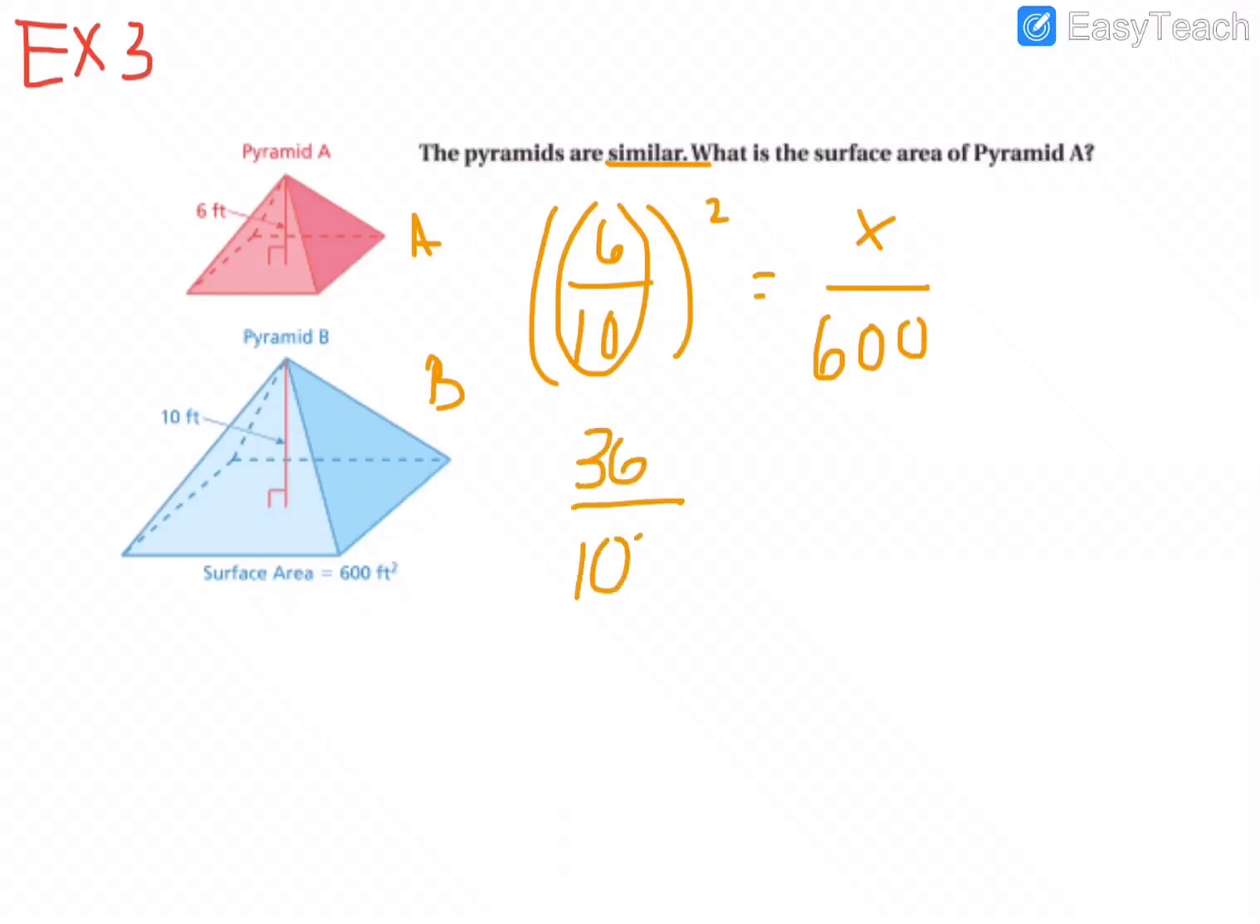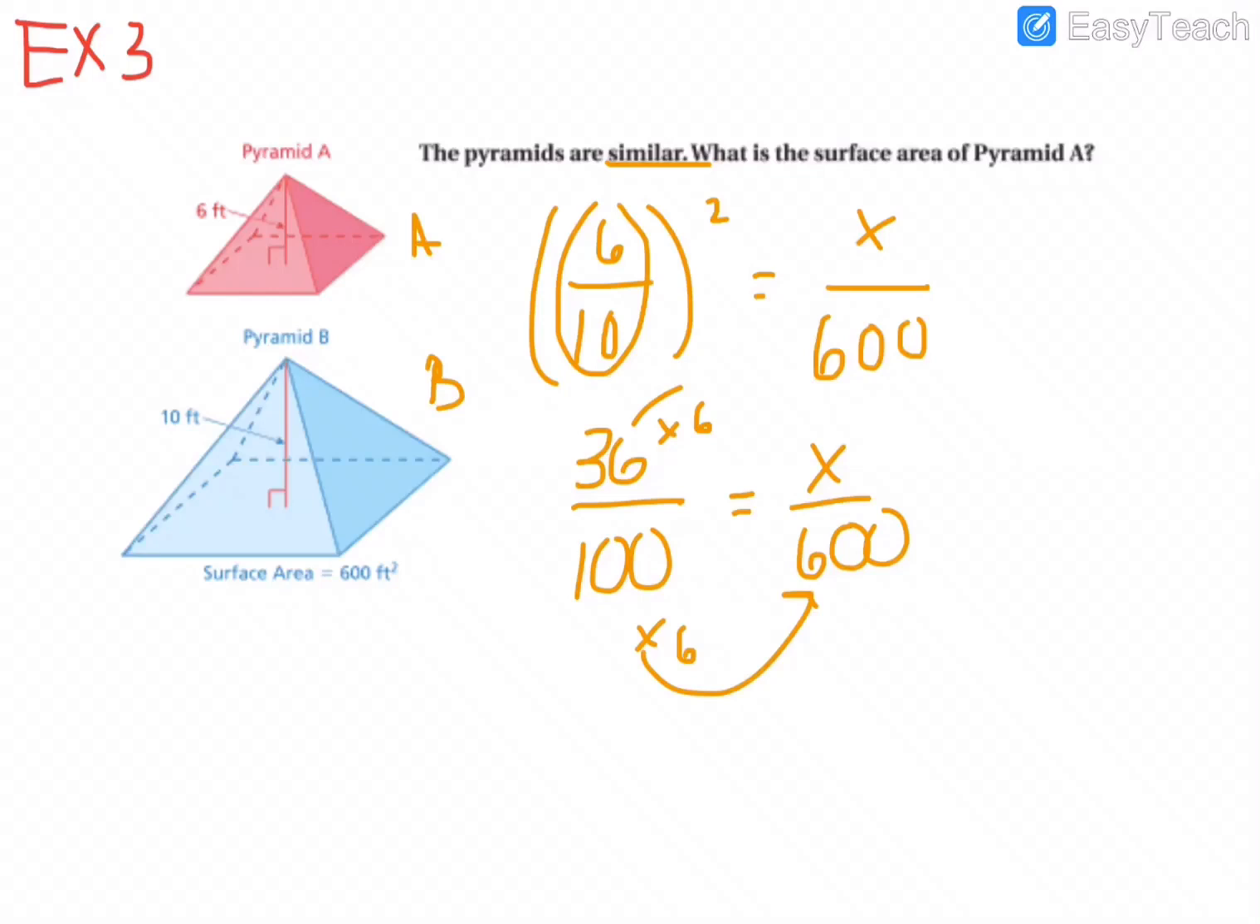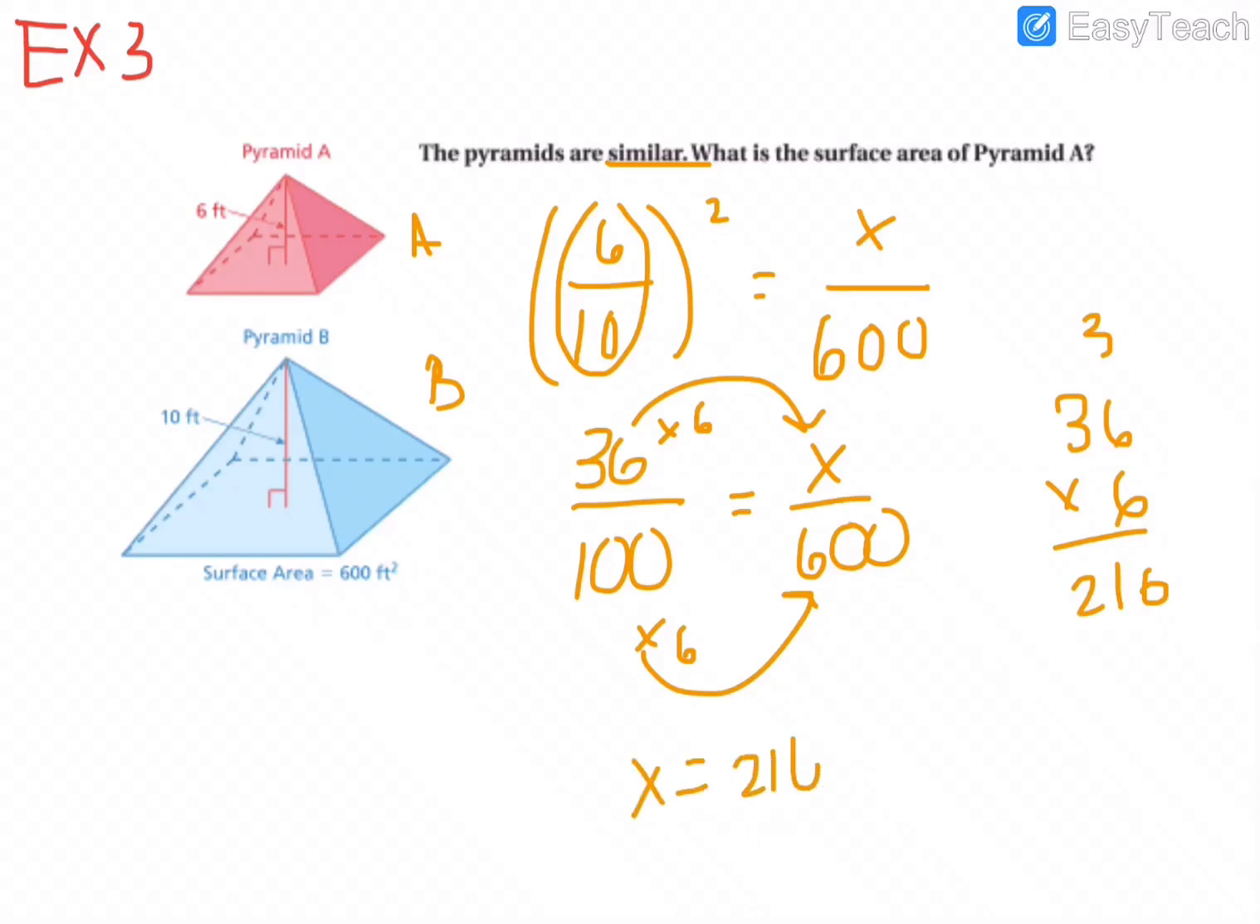Okay, so we have 36 to 100 equals x over 600, and this is an easy one. You don't have to cross multiply because 100 times 6 gives me 600, so that means 36 times 6 should be my answer. And our answer is 216. And since we're talking about the surface area, we want to say feet squared.